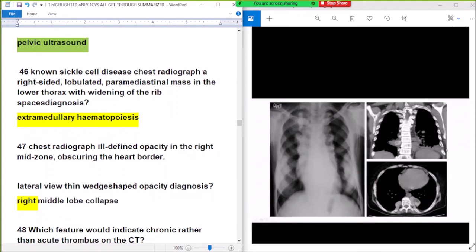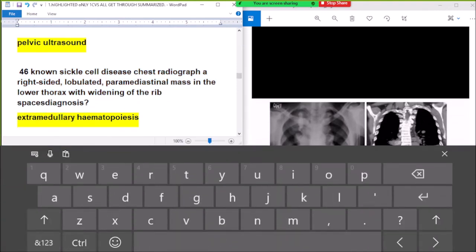Question 46. Known sickle cell disease, chest radiograph shows a right-sided lobulated paravertebral mass in the lower thorax with widening of the rib spaces. Diagnosis: extramedullary hematopoiesis.